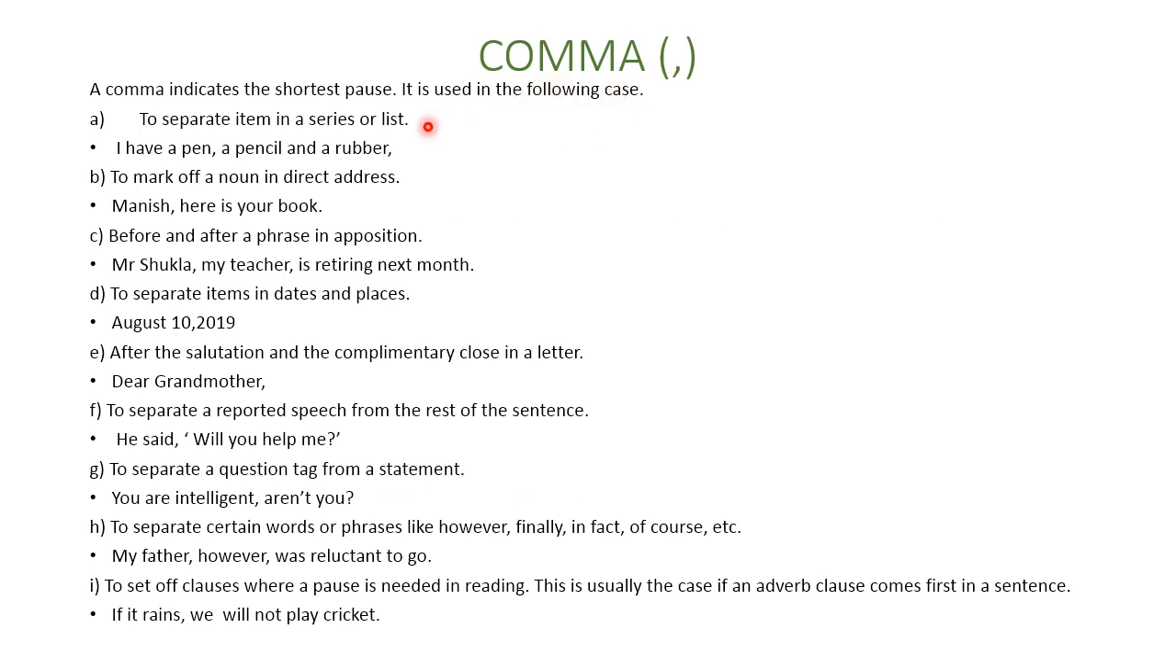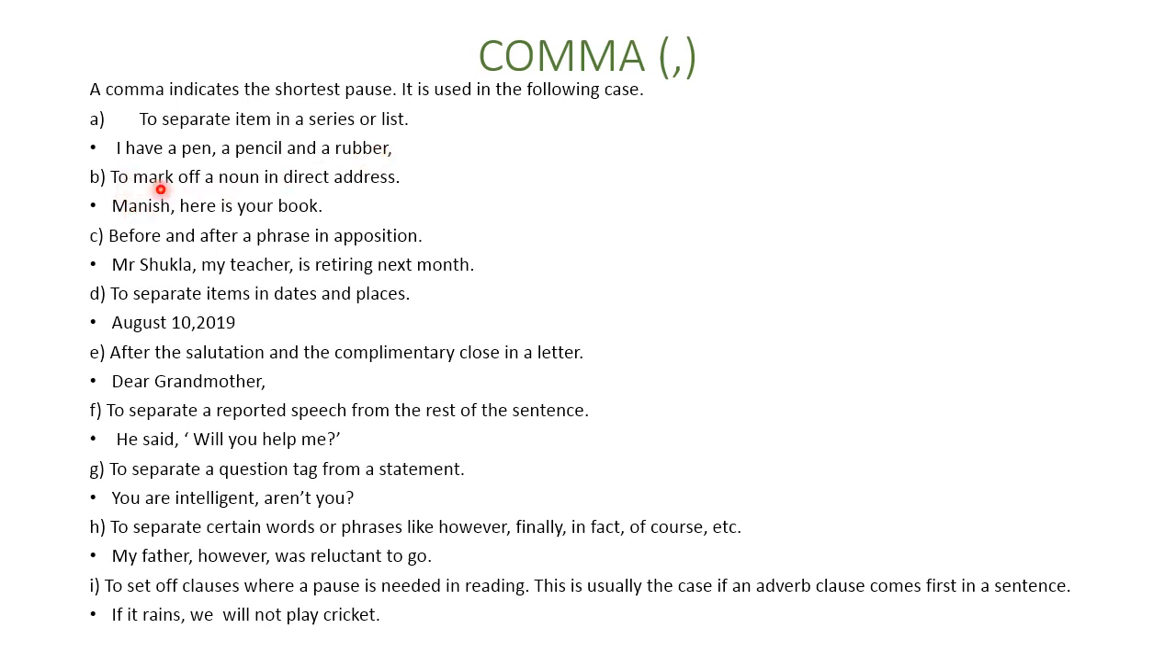Comma. Okay. A comma indicates the shortest pause. Okay. Full stop indicated the longest pause, and a comma indicates the shortest pause. It is used in the following cases: to separate items in a series or a list. If you are going to the market, imagine I want rice, I want dal, pulses. Okay, so you'll put a comma, dal, comma, pulses, comma, medicines, comma, stationery items. So to separate items in a series or list, a comma is used. I have a pen, comma, a pencil and a rubber.